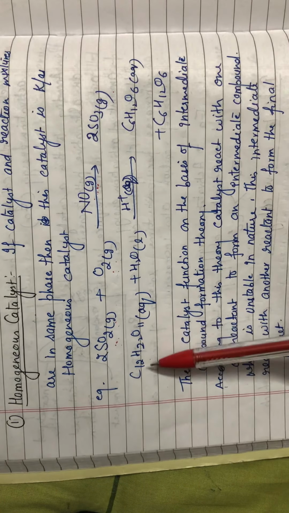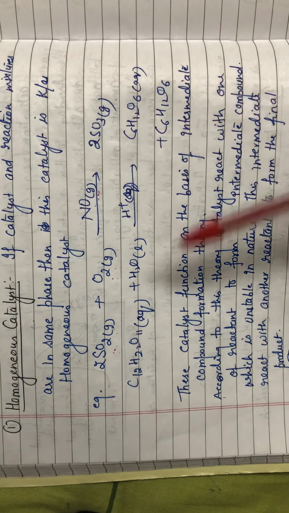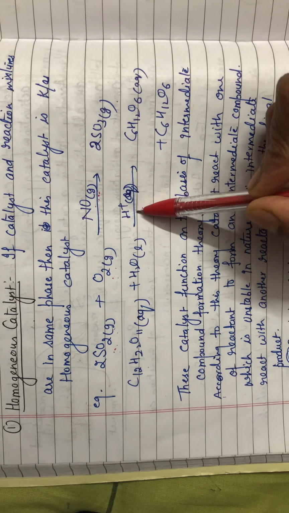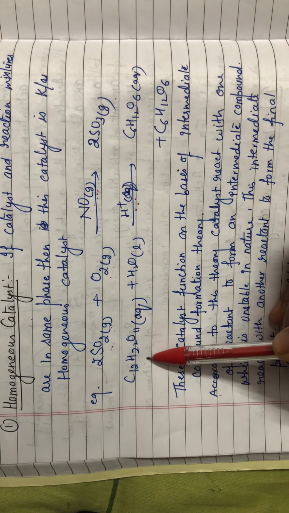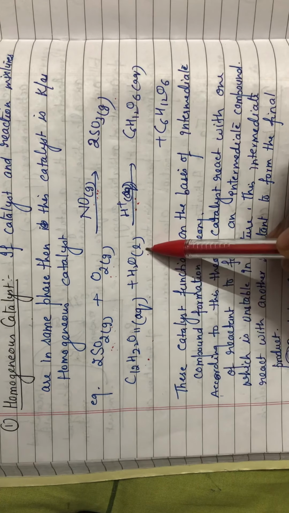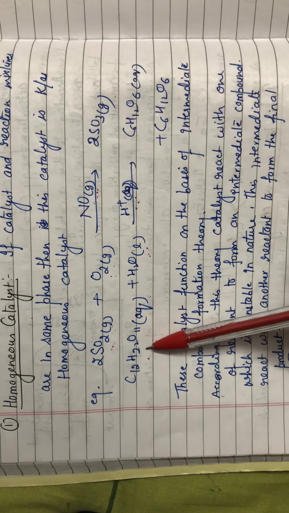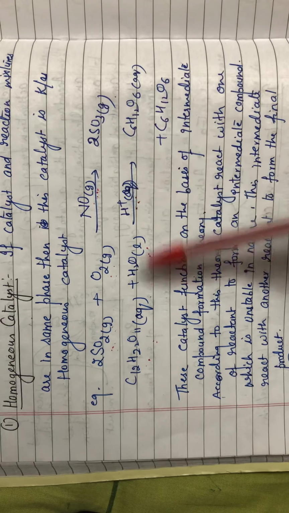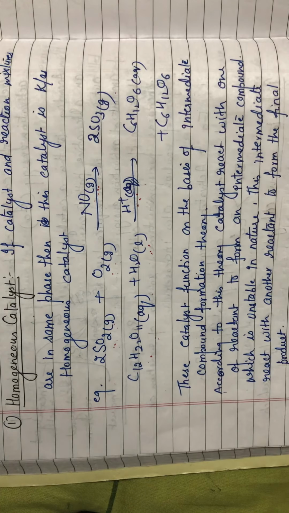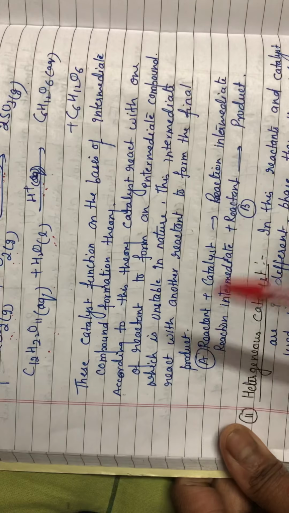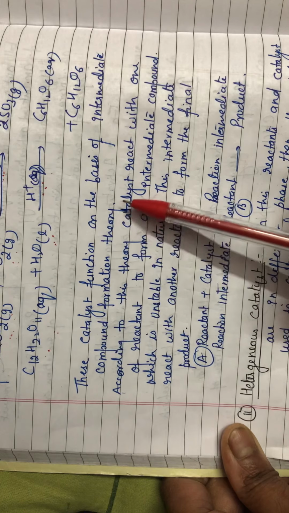Similarly, when sucrose on hydrolysis converts into glucose and fructose, here we are adding acid as a catalyst. The acid is also liquid, and the sucrose solution and water are both in liquid or aqueous state. So simply you can say that reactants as well as catalysts are all in the same phase, then it's known as homogeneous catalyst.